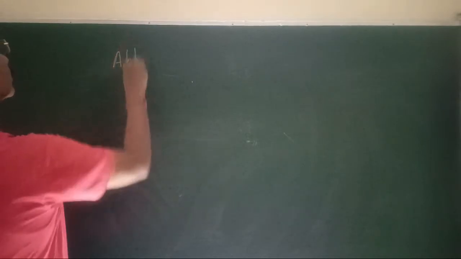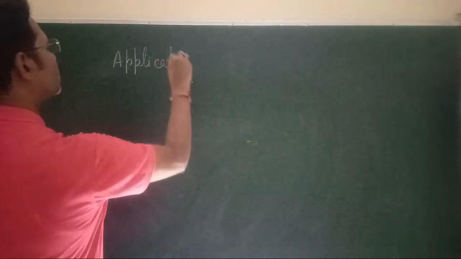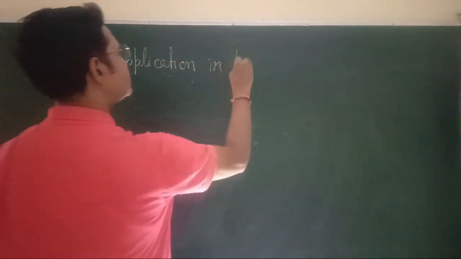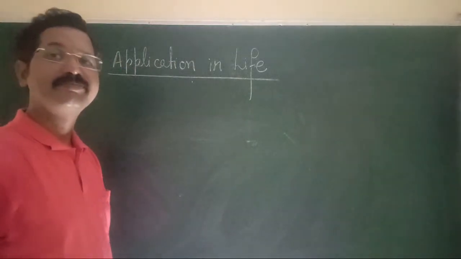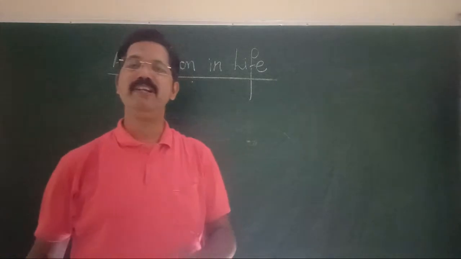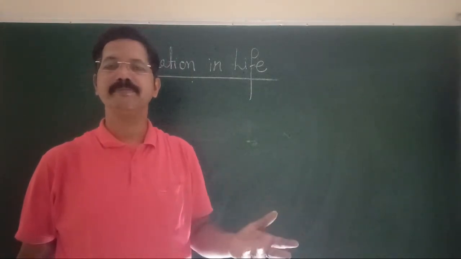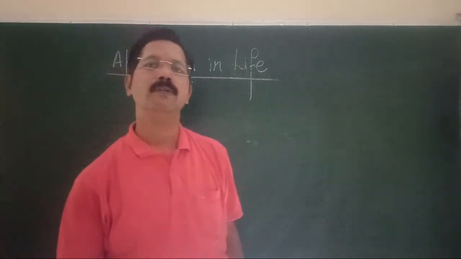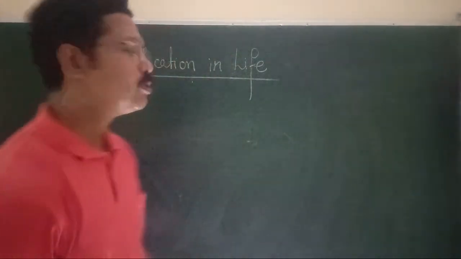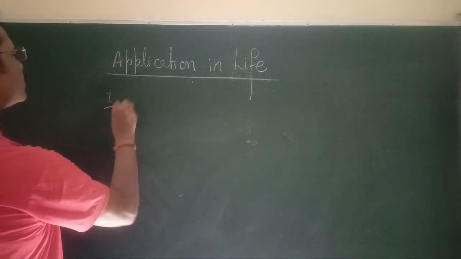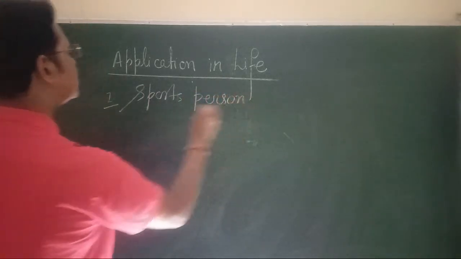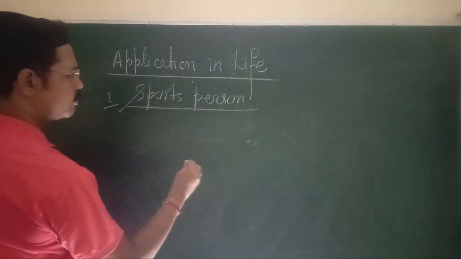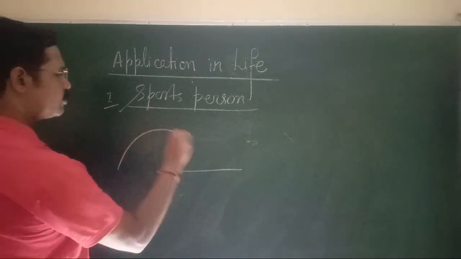I am telling about the application in your life. Suppose a person of weight 60 kg is running, jumping like that and comes onto the ground. I am talking about a sports person. So when he comes onto the ground, what will happen? This is the ground. After jumping, he comes here.